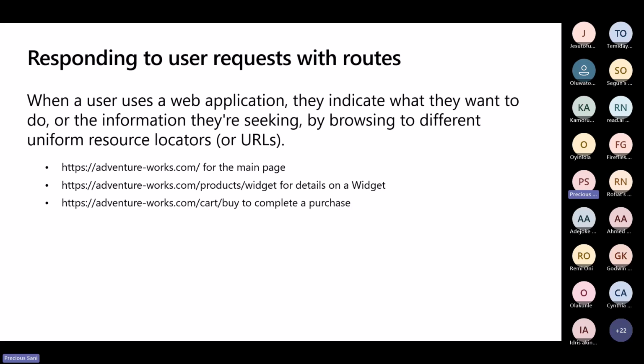For example, if you look at the screen right now, you can see adventureworks.com. That's the main page. But if you see adventureworks.com/products/widget, it means you want to go into a particular page called widgets. You want to go into details. Or you see the other one, adventureworks.com/cart/buy. It shows that you want to buy something.